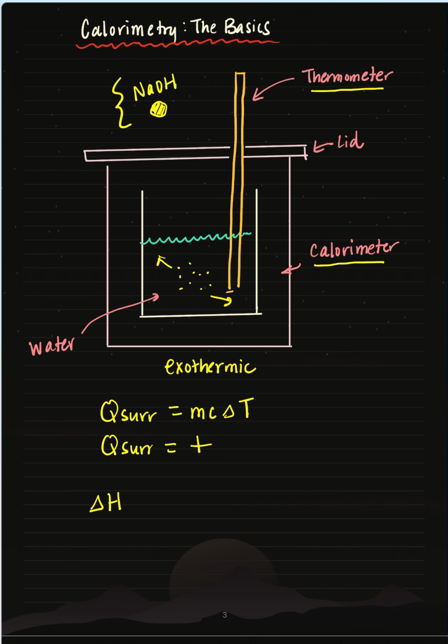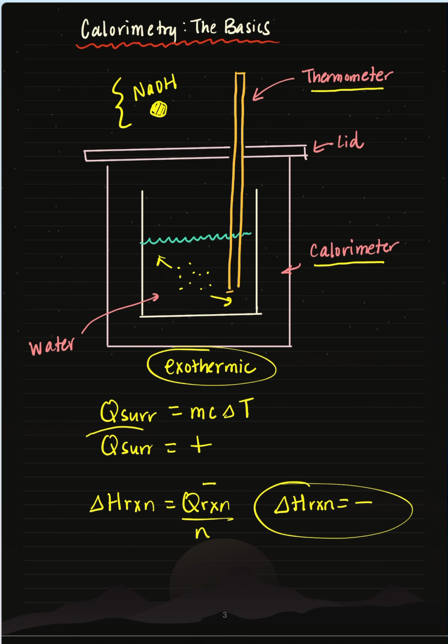Now in calorimetry, we're going to convert this into enthalpy or delta H of reaction using the formula Q of reaction divided by moles, in this case of the sodium hydroxide. Q of reaction is opposite of Q surrounding, so this will be negative, which means mathematically the enthalpy of reaction will be negative for an exothermic reaction. So exothermic reactions will have negative enthalpies, positive heats of surrounding, because heat is moving from the system into the surroundings.